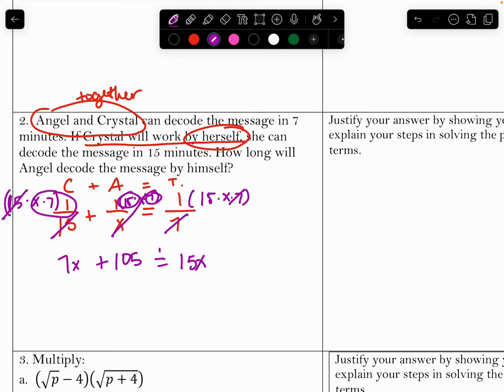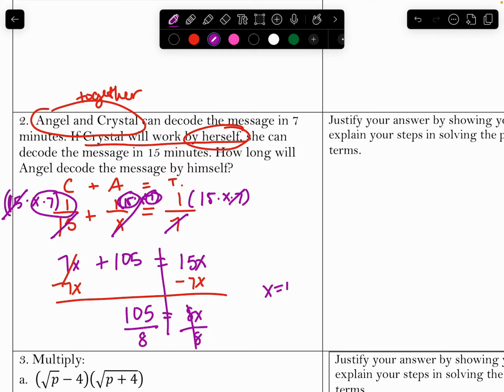Now we just have a two-step equation. 7x minus 7x. We get 105 equals 8x. Divide by 8 to isolate the variable. X equals 13.125 minutes. Okay, that work problem is now finished.